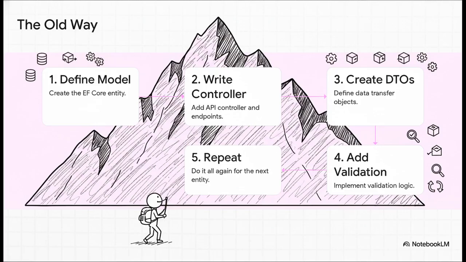For every single entity in your model, you do this dance. Define the model, write the API controllers, create the DTOs, implement validation, and then you have to hand-code all the create, read, update, and delete logic. Then you move on to the next entity, and you do it all over again. It's just a mountain of boilerplate that can really slow a project down.